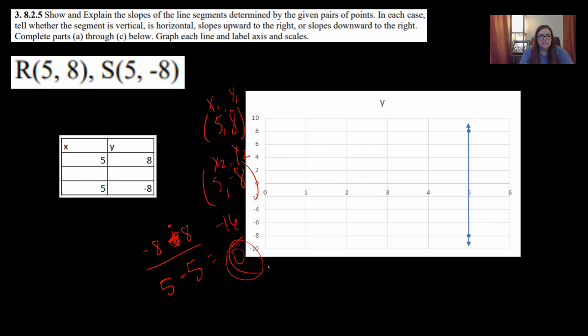And because the denominator is a 0, anytime you have a denominator of 0 when you do this kind of math, this is called an undefined slope. Exactly why it's just a straight line right here, because there's no slope. And (5, 8) is our point right here, and (5, negative 8) is our point right here, just as it shows.